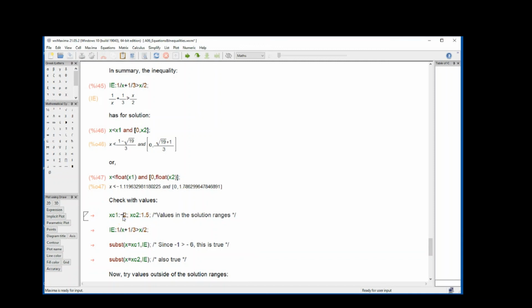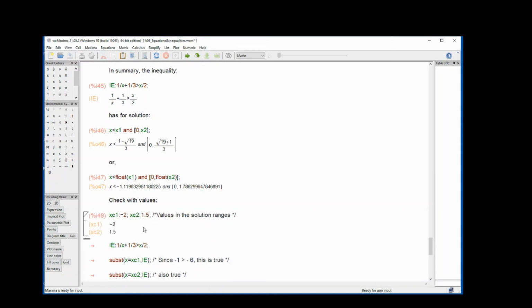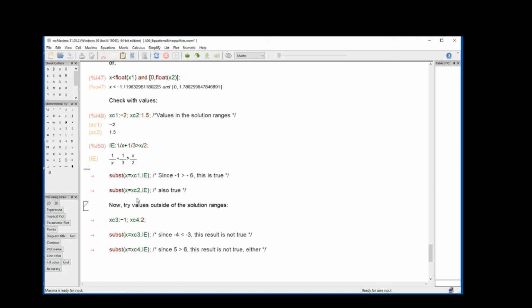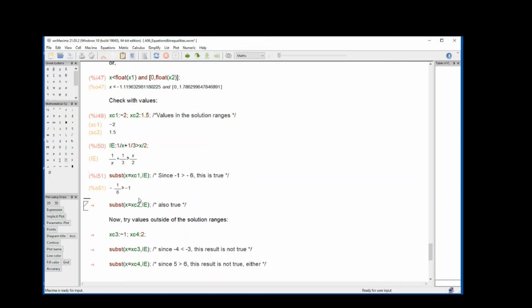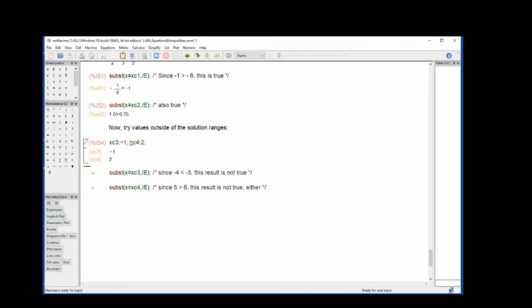We're going to check with values of minus 2 and 1.5, which are values that are contained within those ranges. Redefine the inequality. Substitute. Minus 1 is indeed greater than minus 6, so that's fine. Substitute here. 1 is greater than 0.75. That's correct. These two values are outside of the range of solution. Minus 4 is not greater than minus 3, so this is false, and also this case.